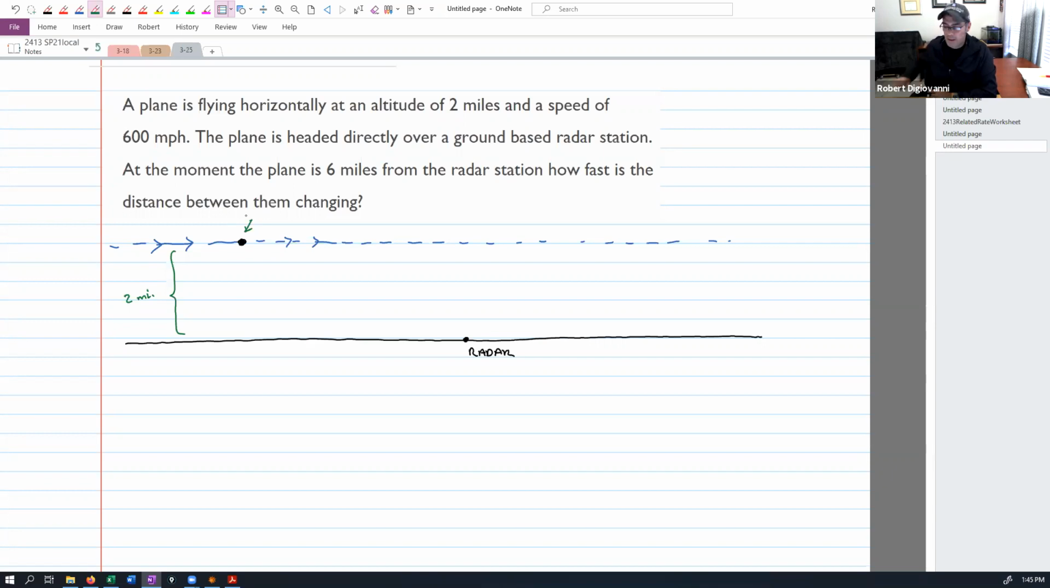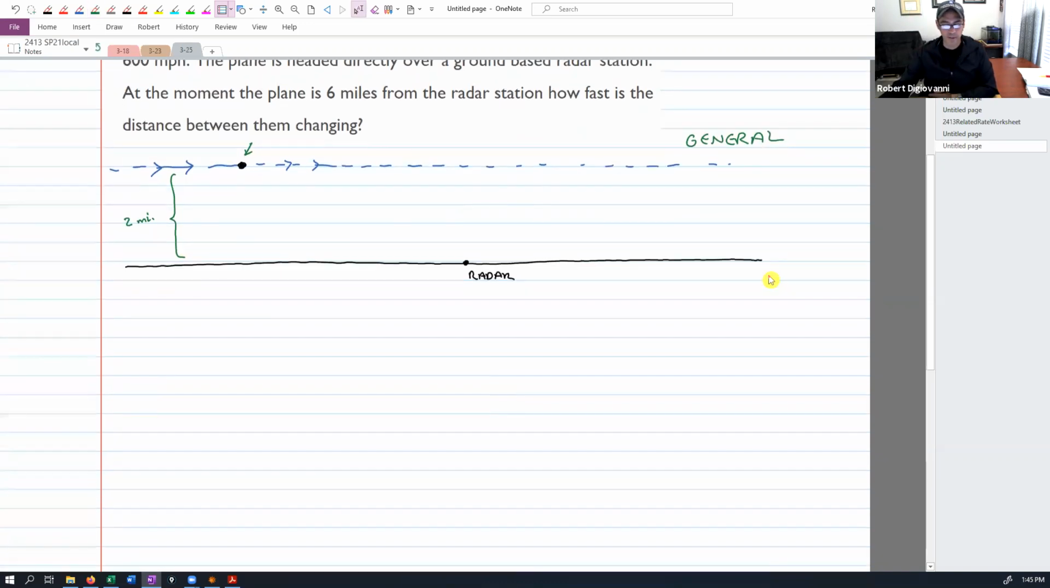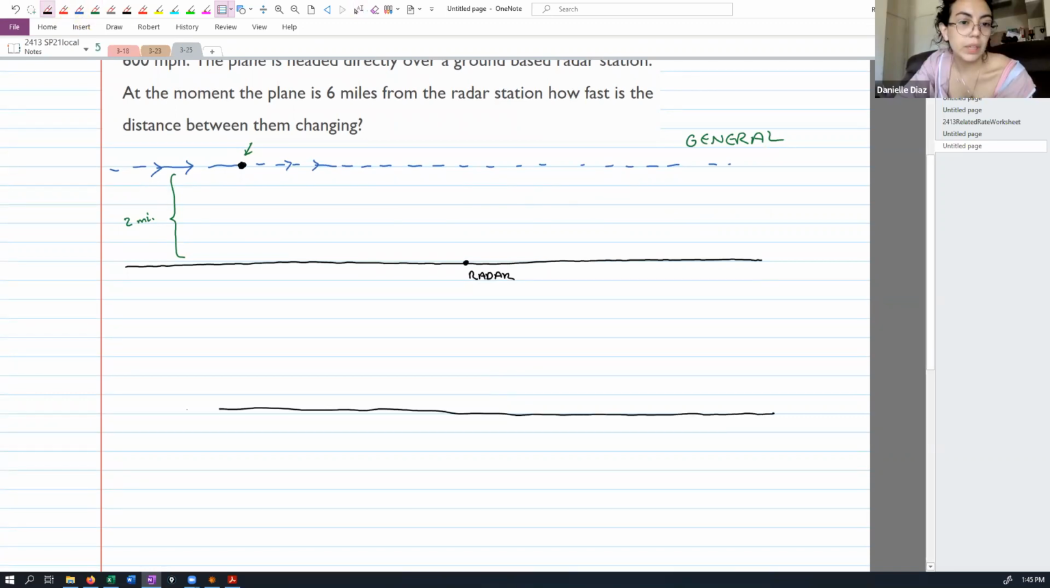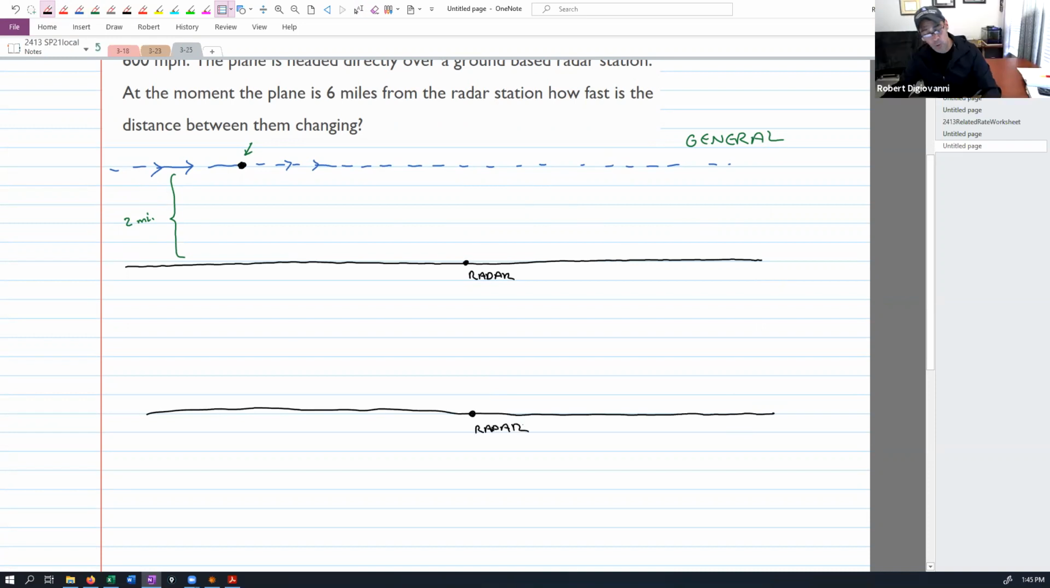This dot is moving. This radar station is fixed. This is fixed at 2. I would say this is my general picture right now. What would be the difference between that picture and the one at the instant in time? Could we put those together and make a triangle? Well, you may want to. I'm not sure if we'll want a triangle or not yet.